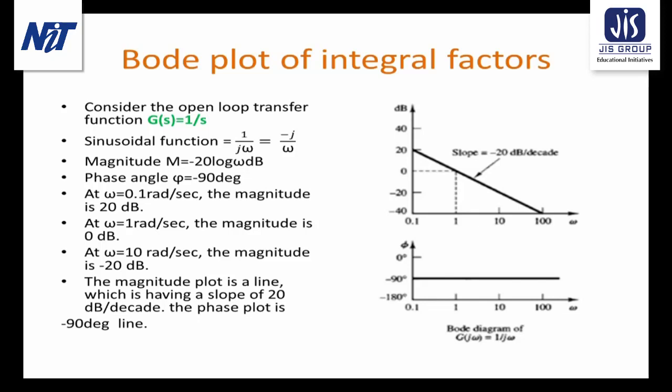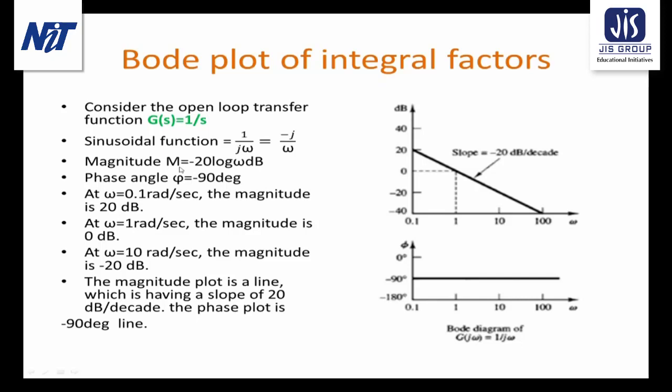Now what will happen if multiple poles are located at origin? Multiple poles mean 1 by s to the power n. If it is s to the power n, then g of j omega becomes 1 by j omega whole to the power n, or the mod of g j omega is minus 20 multiplied by n, minus 20 into n into log omega. So if n is equal to 2, it becomes minus 40 log omega. If n is equal to 3, then it will be minus 60 log omega. If n is equal to 4, that will be minus 80 log omega, and so on.